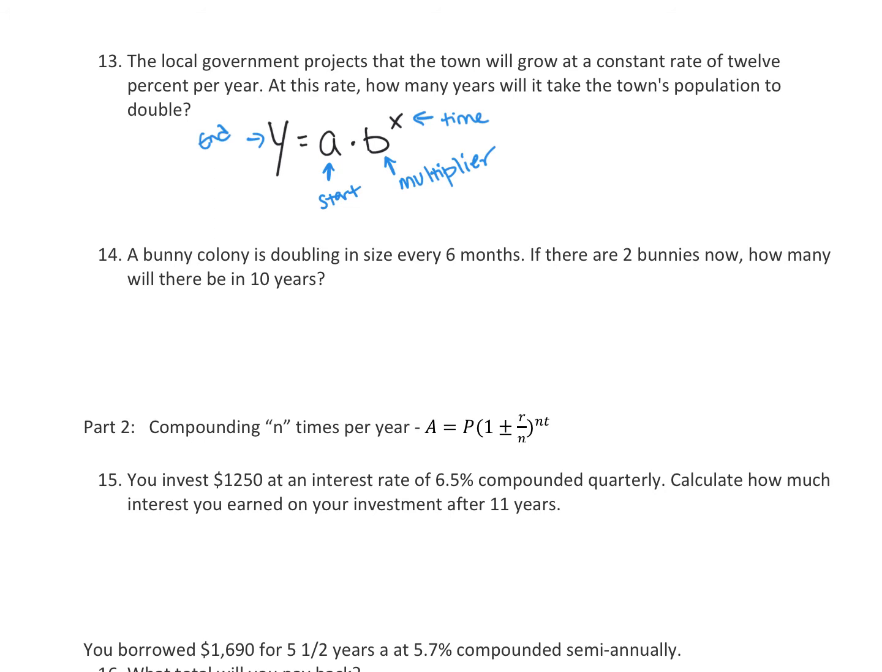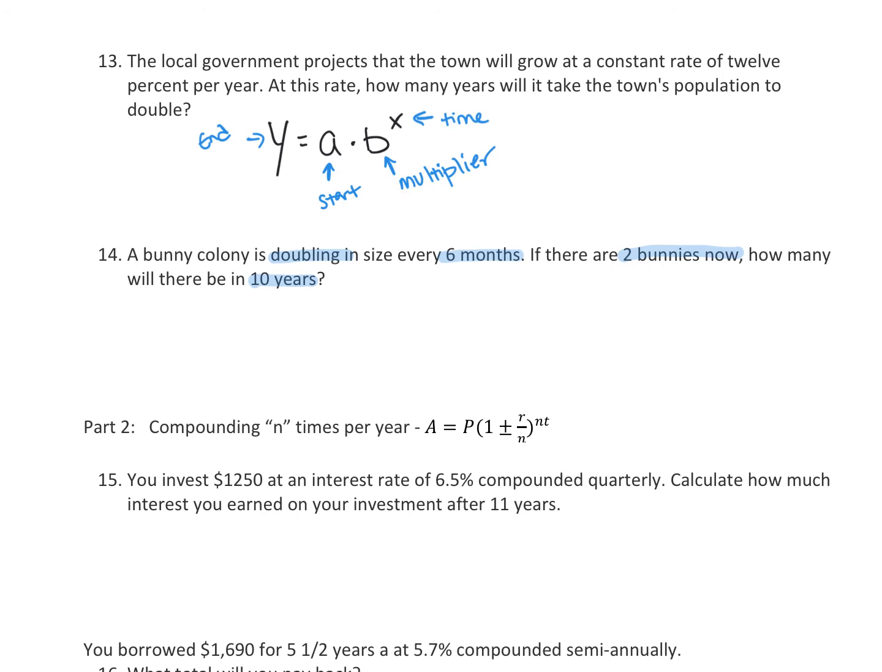It says a bunny colony is doubling in size. So our multiplier is times 2. It says every 6 months. There are 2 bunnies now. So this is our start value. How many will there be in 10 years? So this is our time.